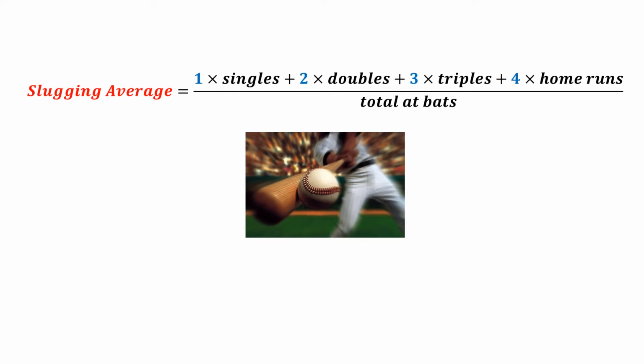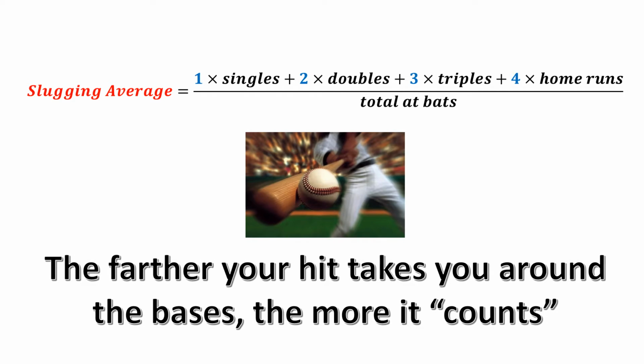We can find a weighted average in sports. In baseball, a player is given a statistic called a slugging average. Unlike the standard batting average, which is a simple average of hits divided by attempts, also called at-bats, the slugging average takes into account how far the batter made it around the bases. The hits are weighted according to which base he reached on each hit. Singles are weighted by 1, doubles by 2, triples by 3, and home runs by 4. The farther your hit takes you around the bases, the more it counts.